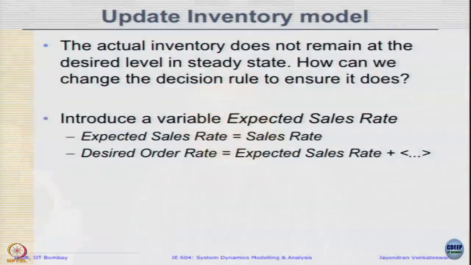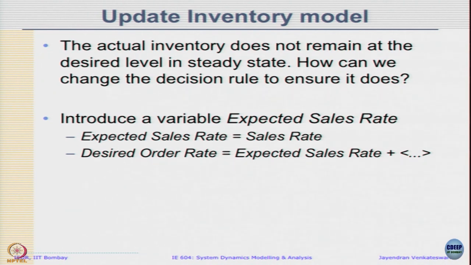So in the first week, if you already know the sales rate, is it possible for us to give the user sales information? Sometimes it is reasonable to assume that we know the sales rate, right? After the sales has occurred, the sales rate is assumed to be known. So what if we are able to use the sales rate in our model? Then let us see whether it can maintain the desired level of inventory. Let us introduce a new variable, expected sales rate. Let's just make expected sales rate equal to sales rate, and let's make desired order rate equal to expected sales rate plus whatever equation you wrote inside your desired order rate.